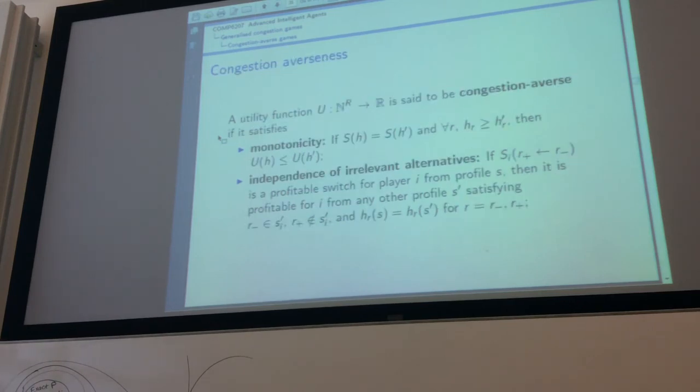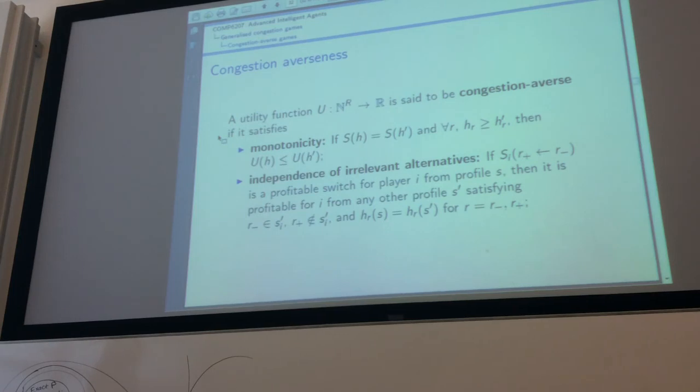And with the help of those changes, we can define the three conditions that we have on the utility function: the monotonicity, independence of irrelevant alternatives, and the submodularity. So monotonicity is very simple. Note that monotonicity only applies to two congestion vectors with the same support, with the same non-zero entries.